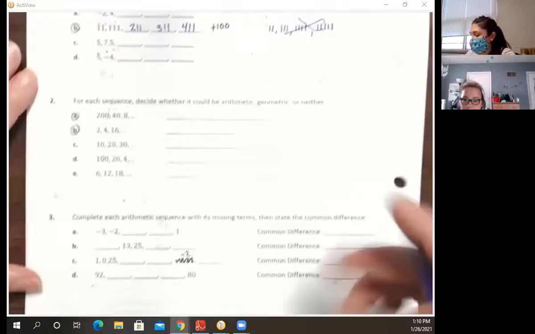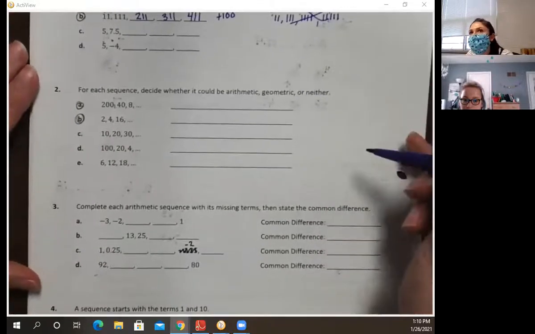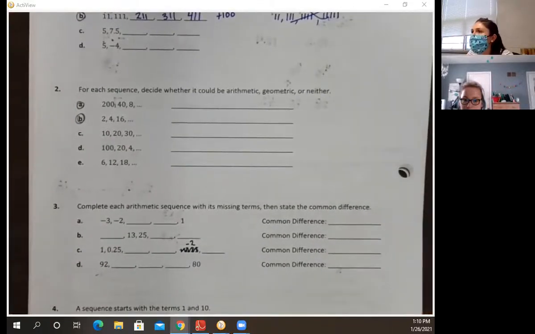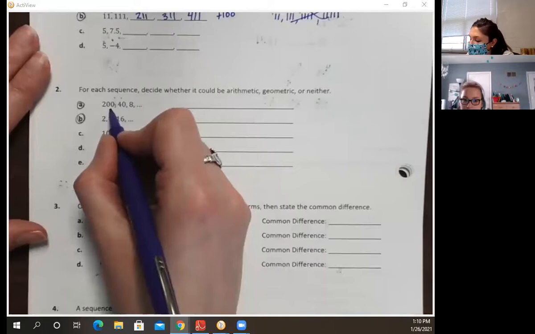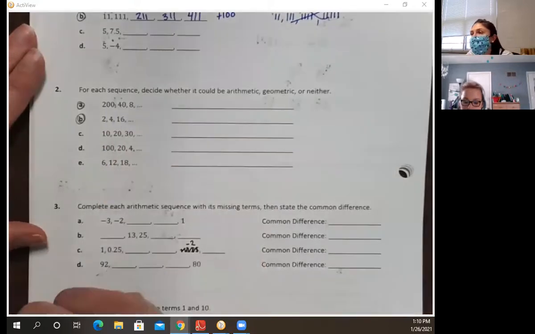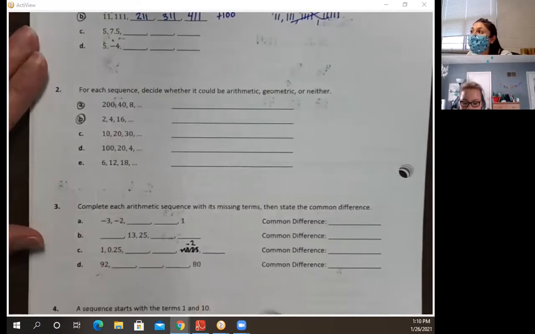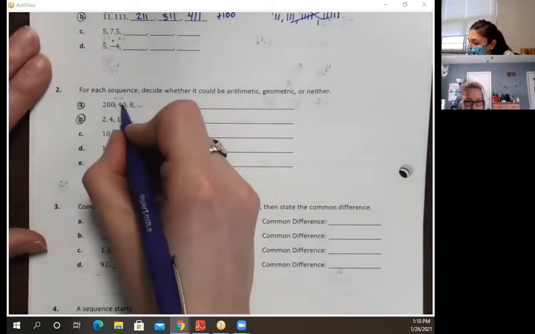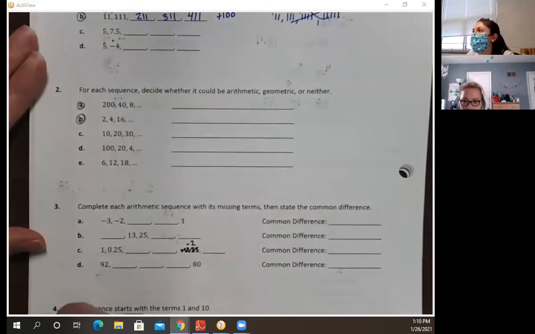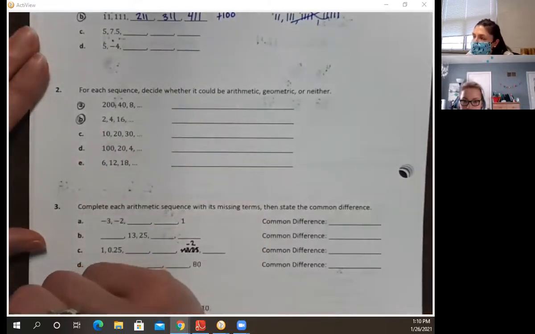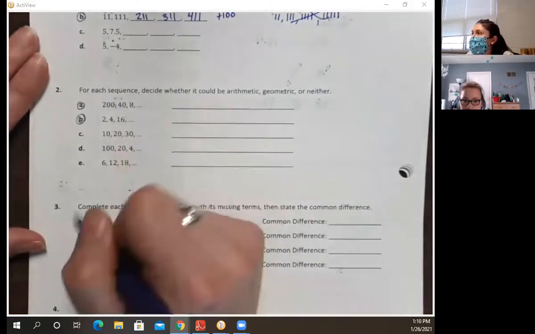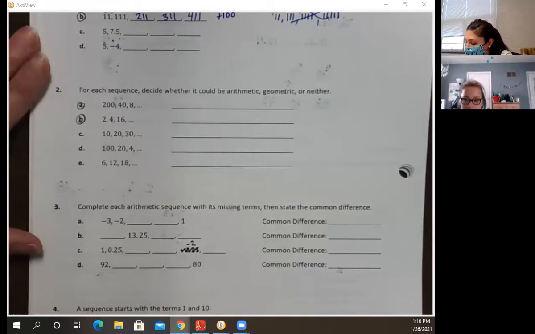So what we're going to look at with example 2 is identifying geometric versus arithmetic versus neither of those things. It's some other type of sequence. So if we take a look at A, my sequence starts with 200, then 40, then 8. So we want to ask ourselves, can I add the same thing or subtract the same thing each time to get the next term? So am I adding or subtracting the same thing to get those numbers? No. To get from 200 to 40, we'd have to subtract 160. To get from 40 to 8, we're subtracting 32. So it's not arithmetic. Could I multiply by the same thing to get each of those?